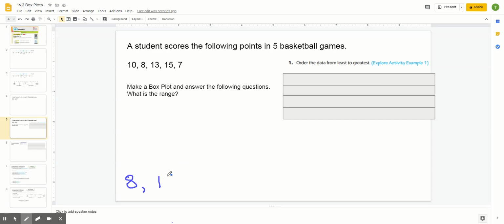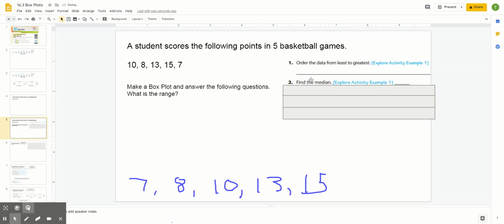8, 10, 13. Oh, I forgot about the 7. I'm sorry. Simple mistake there. So always got to be focused when doing these, right? 7, 8, 10, 13, and 15. All right, so now they're in order. Next step, find the median. Right now, since I have an odd number, there has to be one in the middle. So this is the median right here.